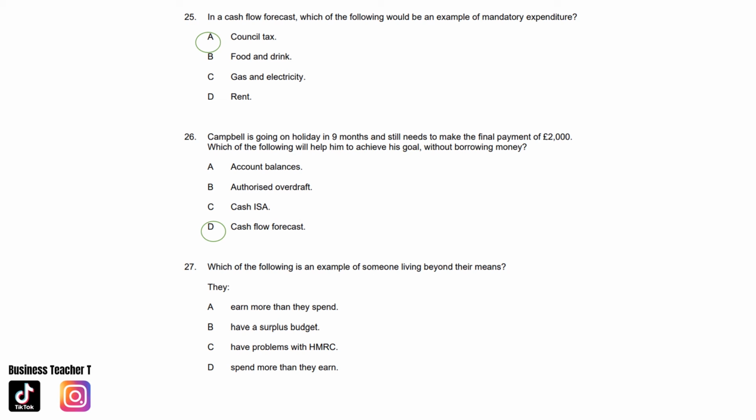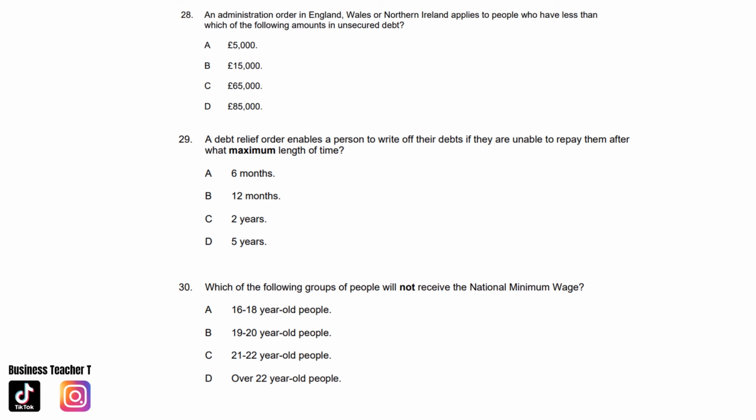And the answer is D, spend more than they earn. Question 28. An administration order in England, Wales or Northern Ireland applies to people who have less than which of the following amounts in unsecured debt? A, £5,000. B, £15,000. C, £65,000. Or D, £85,000.